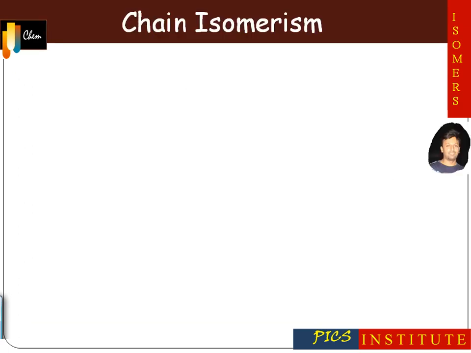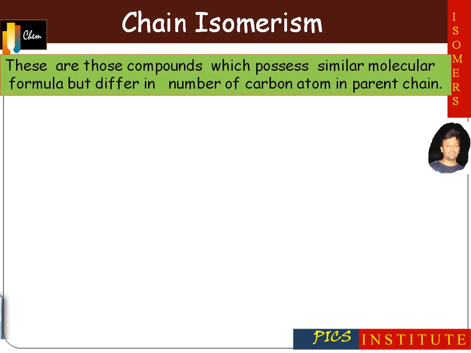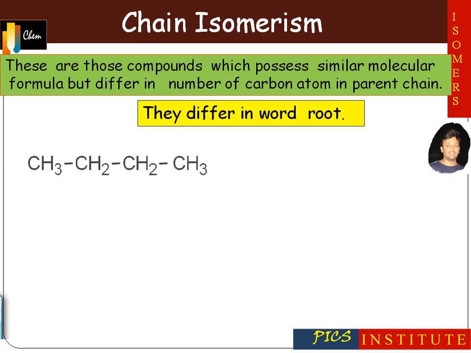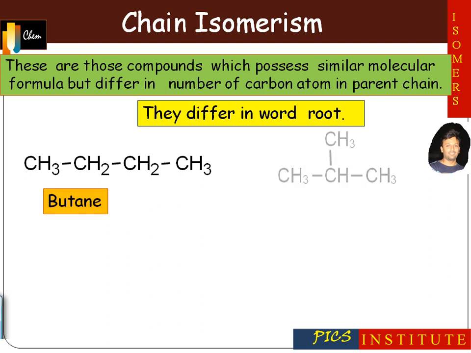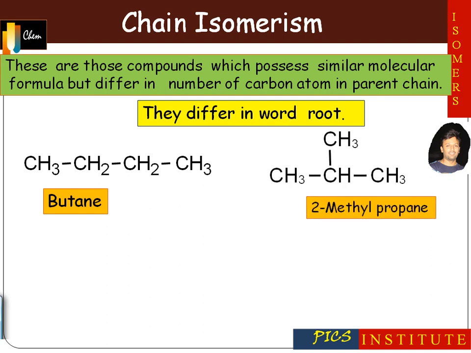First, the structural isomers are chain isomers. They can be defined as compounds which possess similar molecular formula but differ in the number of carbon atoms in the parent chain. So their molecular formula is the same but the number of carbons in the parent chain is different. As we are seeing, in the first compound, the parent chain possesses 4 carbon. In the second compound, the parent chain possesses 3 carbon.